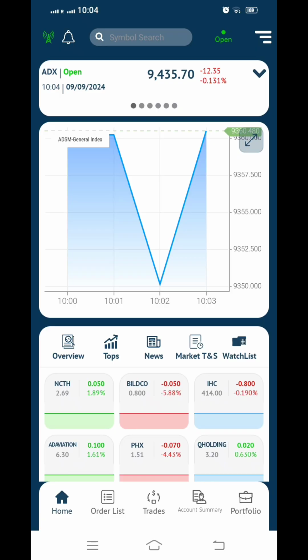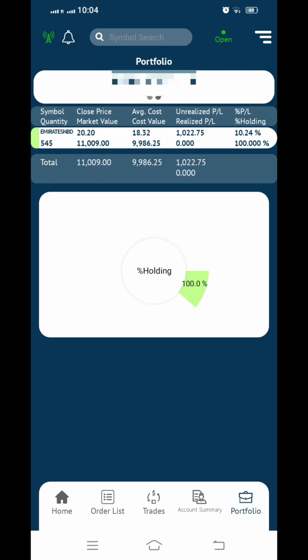You can open the international application and go to portfolio. I'm holding shares of Emirates NBD, 545 shares, which I bought at 18.32. If you're going to sell this share, just click on that share from the white bar. Once you click this share, it will open the buy and sell window.